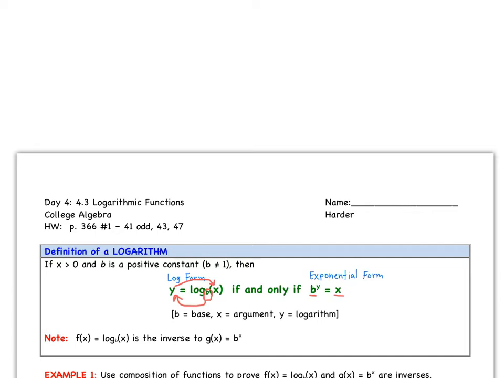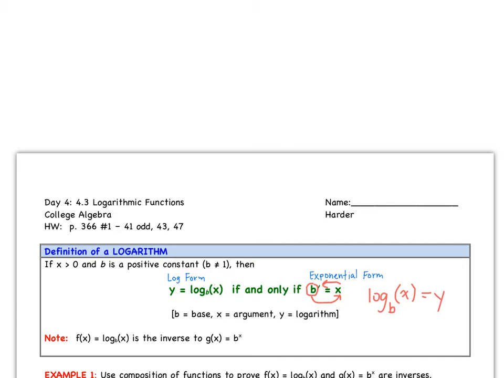Now, similarly, I could take this and convert back to log form from exponential. So log base b. I always start with my base at the bottom. Of x, so we go across the equal sign, that's my argument, and then we set it back equal to that exponent. So we need to be comfortable going back and forth.